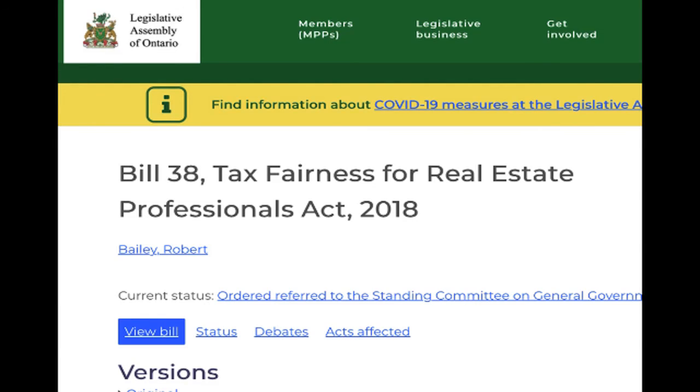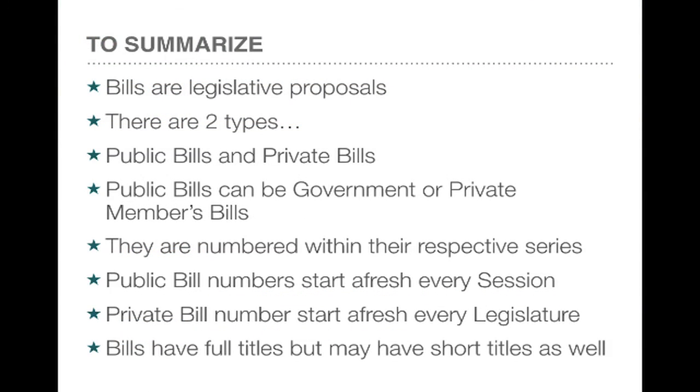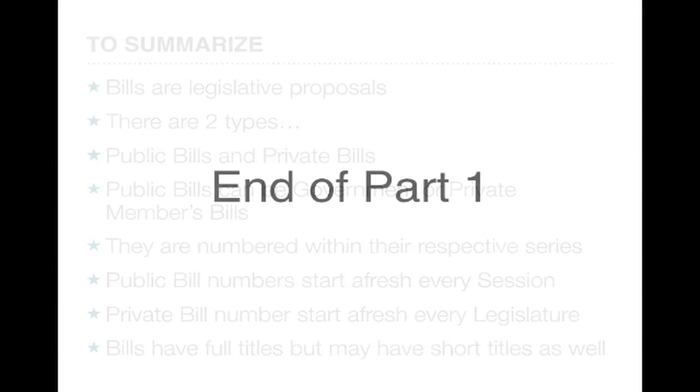And as we see here, on the Legislative Assembly, the short title is used to locate and to trace the bill. And so to summarize, bills are legislative proposals. There are two types of bills, public bills and private bills. Public bills can be government or private members' bills. Bills are numbered within their respective series. Public bill numbering starts afresh every session. Private bill numbering starts afresh every legislature. Bills will have full titles, but they may also have short titles as well. And this ends part 1 of the series.